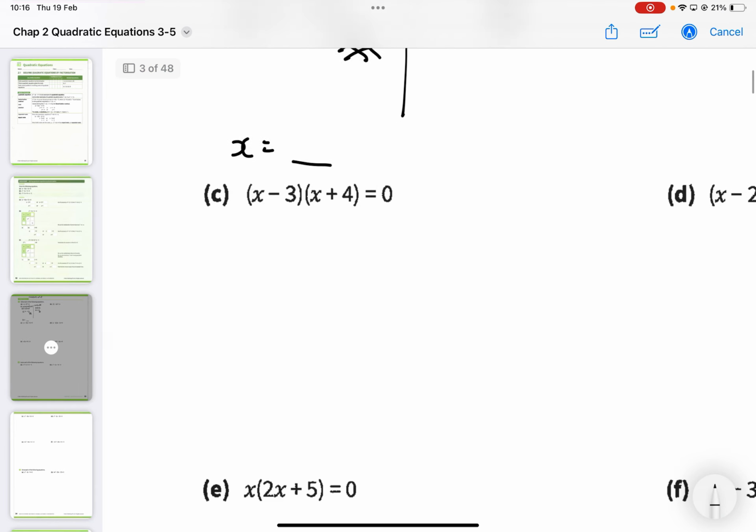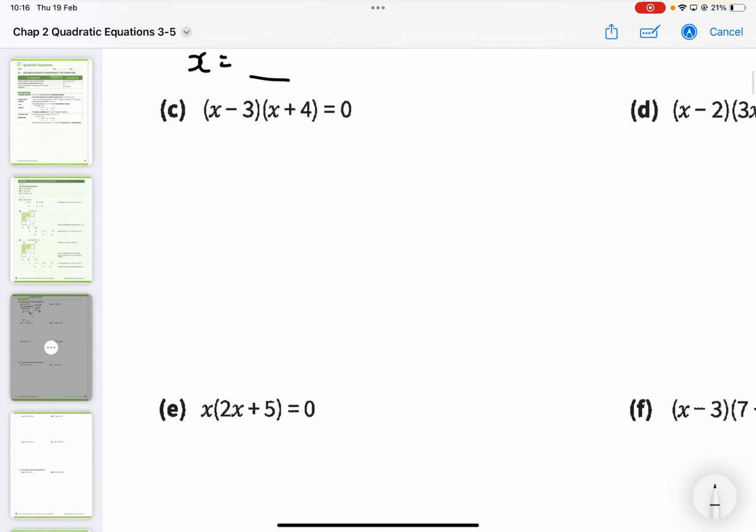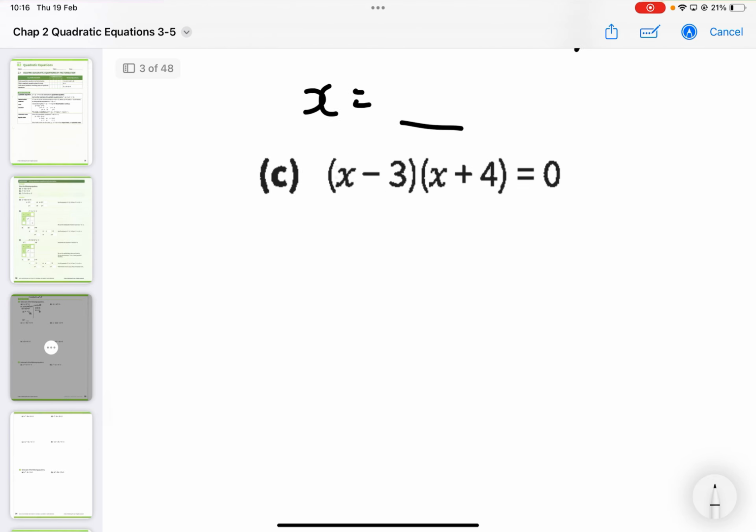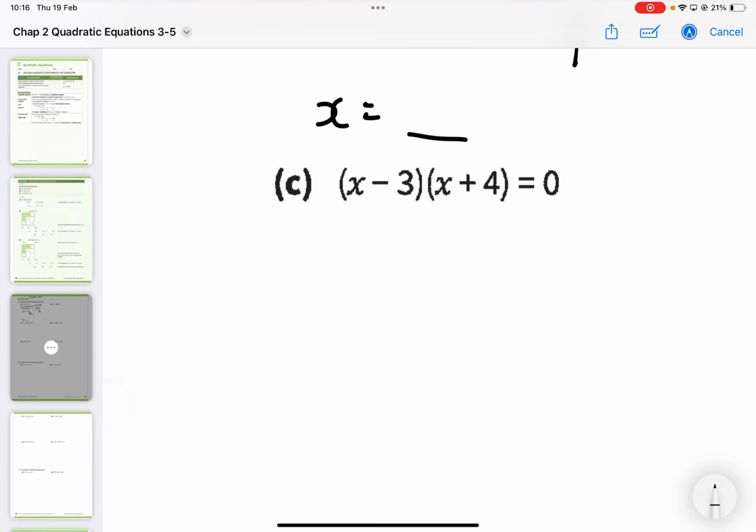Okay, then we go to part C. This is more similar to what we see just now. Bracket times bracket becomes 0. So what must the first bracket be? The first bracket, if it is 0, I don't care what the second bracket is. Or there is another possible answer. If the second bracket is 0, I don't care what the first bracket is. So there are two possible answers that will make my left hand side 0.